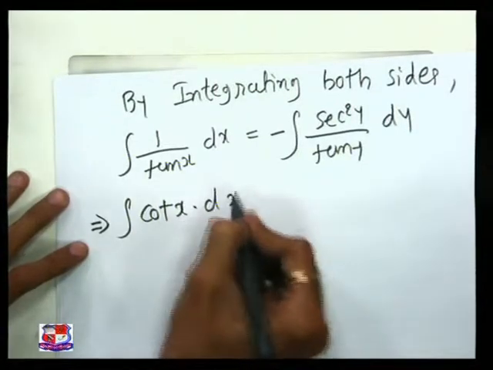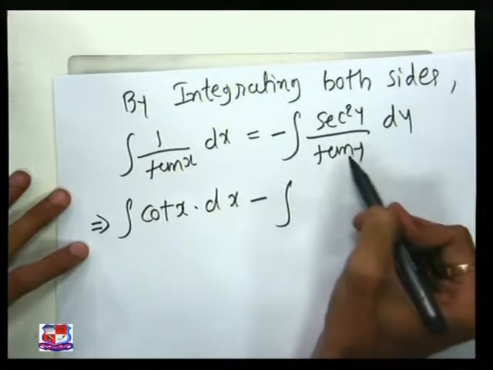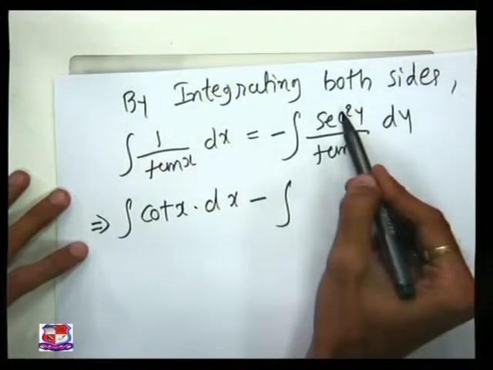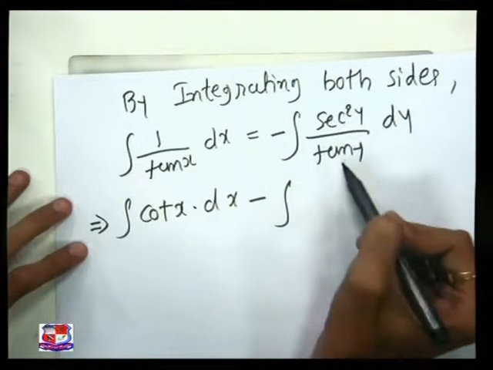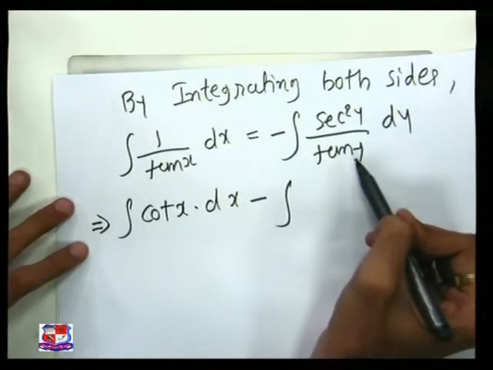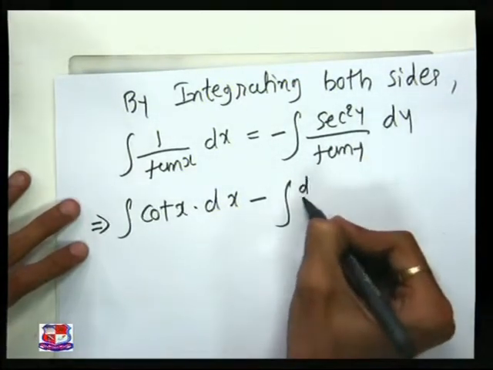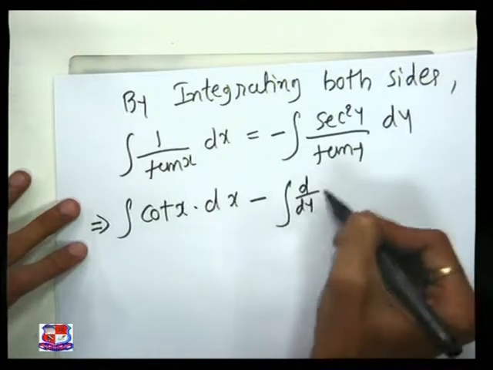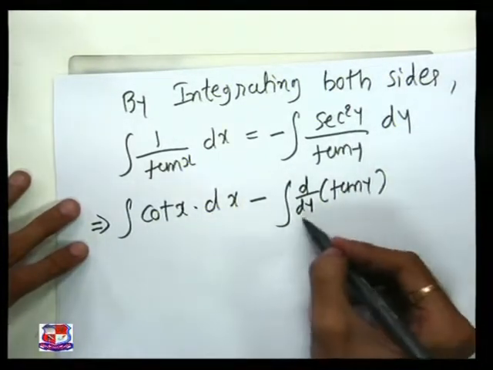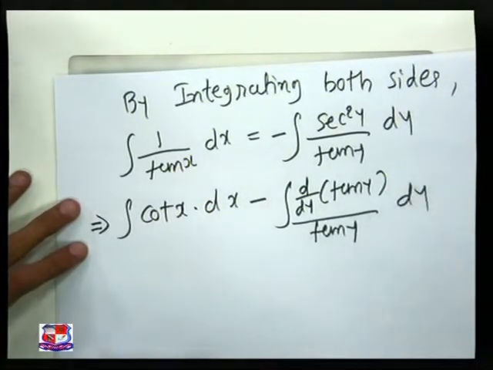that is cot x dx, and here note that there is a 10y, and the differentiation of 10y is sec square y, so 10y is in the denominator and sec square y, which is the differentiation of this function, is in the numerator. So I can write this as d by dy of 10y, which is sec square y, upon 10y dy.